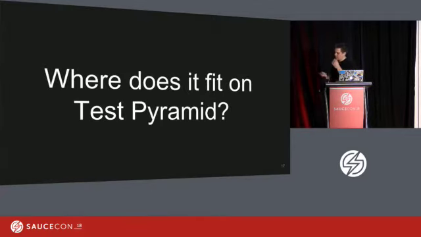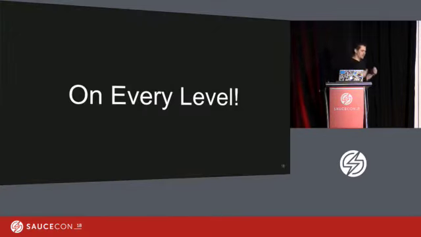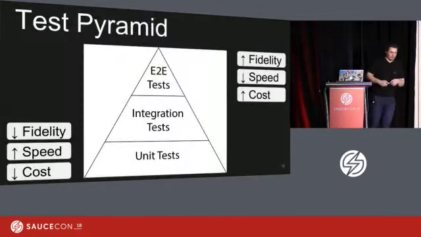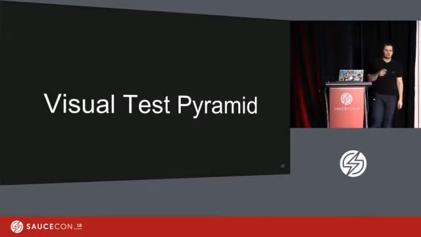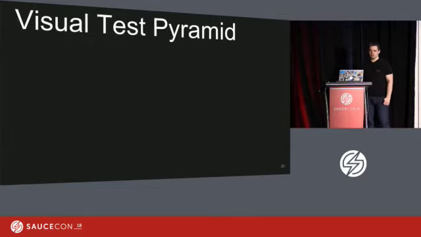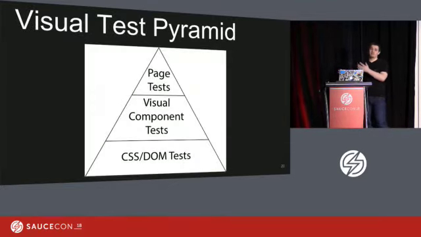But obviously, where does it fit on the test pyramid? That's an important question to ask. And I say it's on every level. So let's look back at the test pyramid that we had before. And I'd like to introduce you to the visual test pyramid. It's a similar shape, but here I would like you to think of it not as a pyramid, but as a mountain, a hill that we're trying to conquer. Again, this talk is called uphill battle, and there is a reason for that. And so we're trying to climb this mountain throughout this presentation.